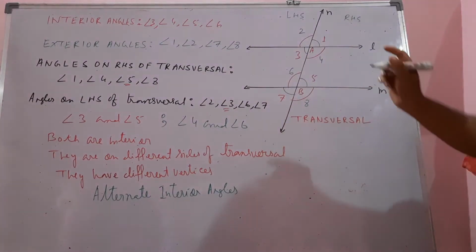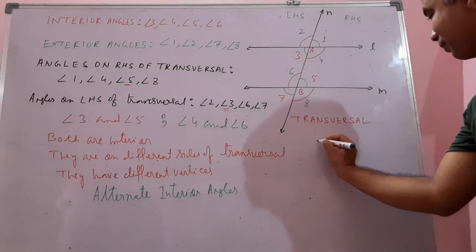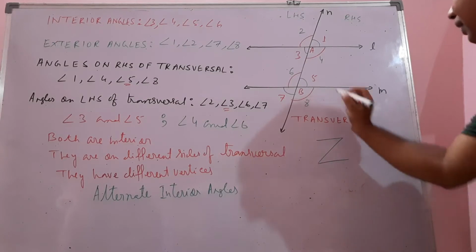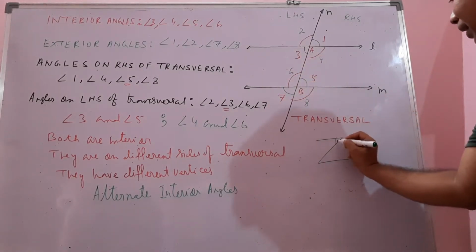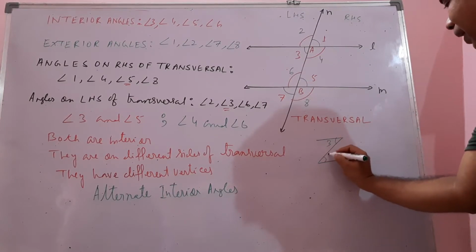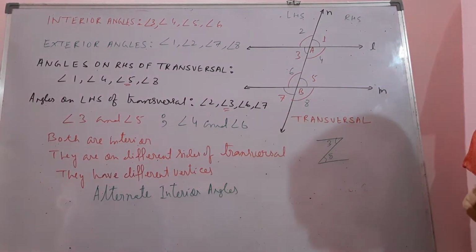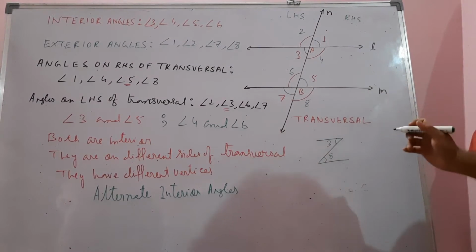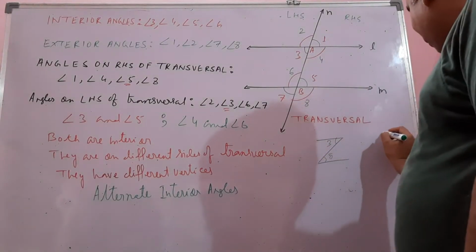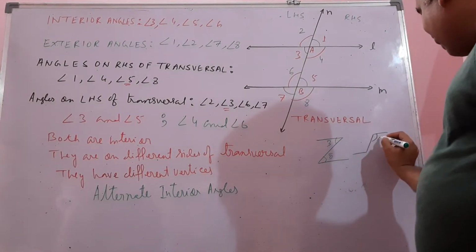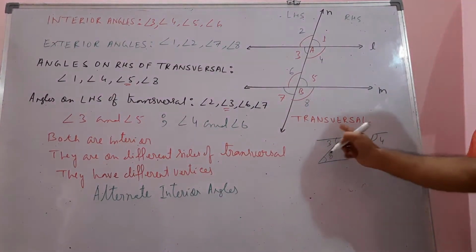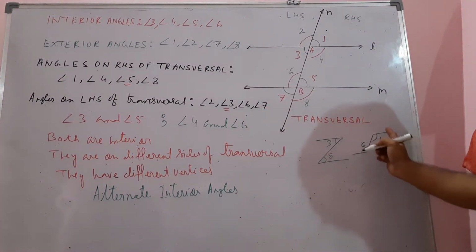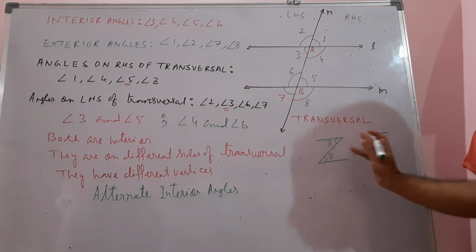See, if I draw angle 3 and angle 5, in this figure you see this part, angle 3 and angle 5. From the figure, if I take 4 and 6, angle 4 and angle 6, it is like that. That means they form a Z type of structure or an opposite, reverse Z type of structure.